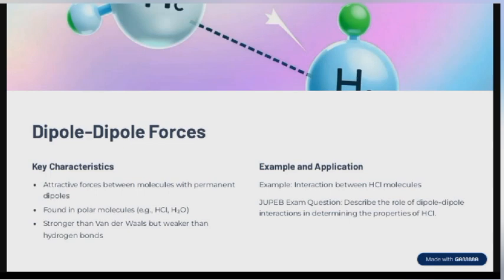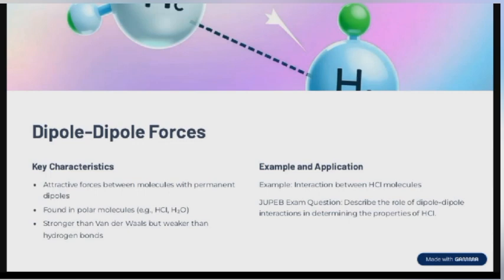I don't know if anybody has a question for now. Does anyone have any question? No question, sir. Your definition for polar molecule.